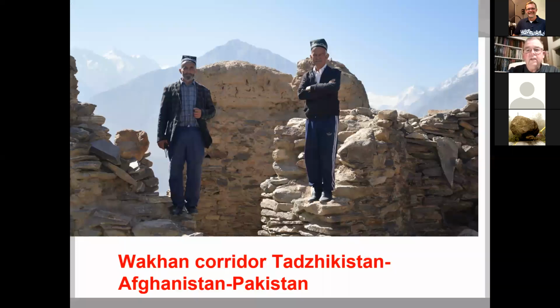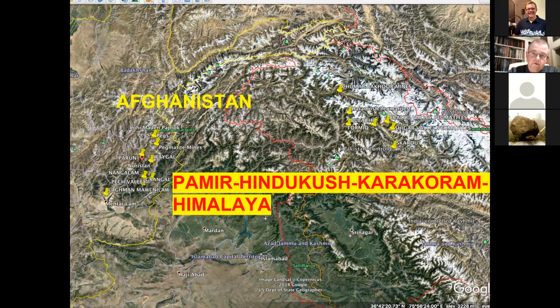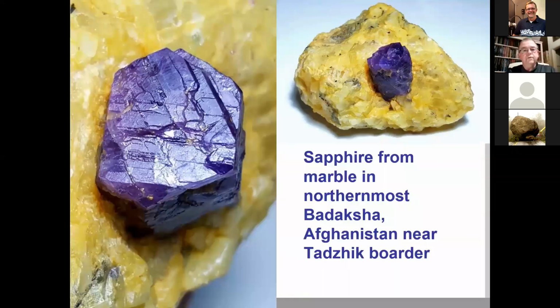And these gentlemen, they're standing in Tajikistan, down in the valley is the border. The first hill in the background is Afghanistan, and the white mountain in the back is Pakistan. Here's the Vakhan corridor. So people even living in Pakistan, they would go across the Vakhan corridor, and some 50 years ago, they would collect rubies, which I've heard from a local geologist in Pakistan. So we cross the river to Afghanistan.